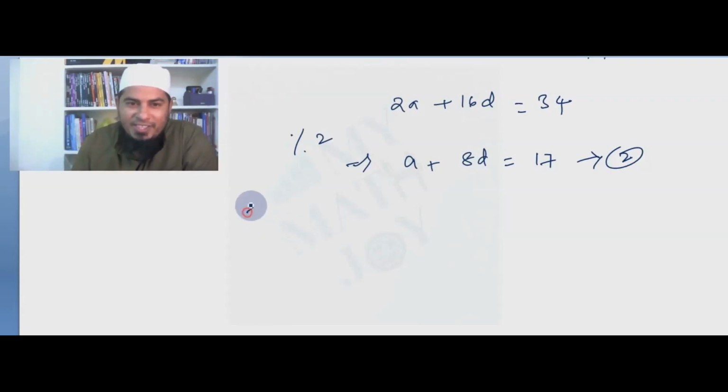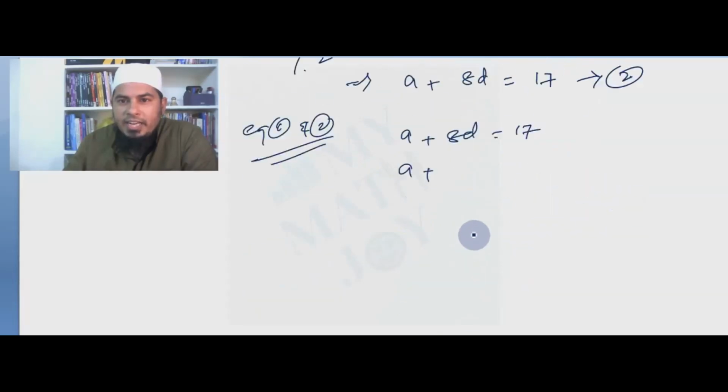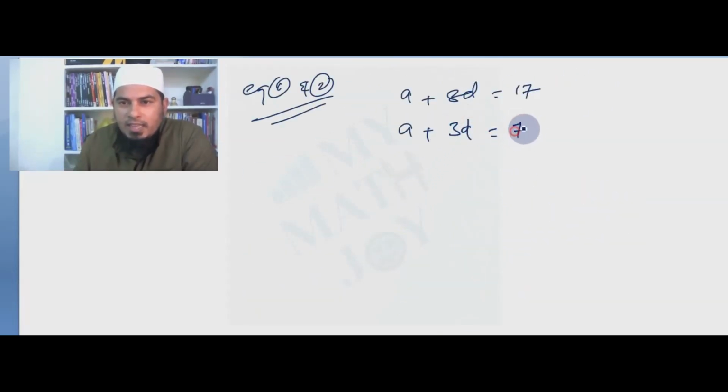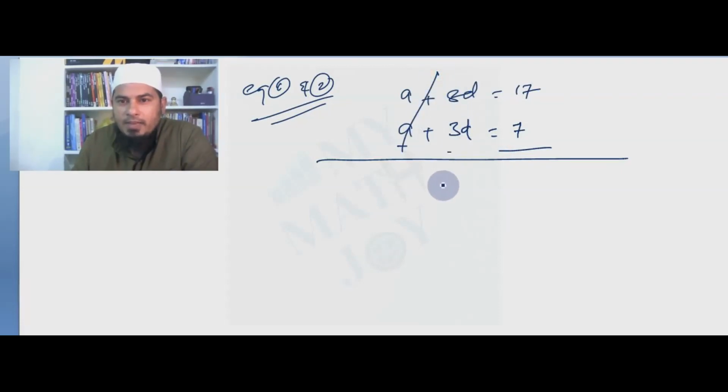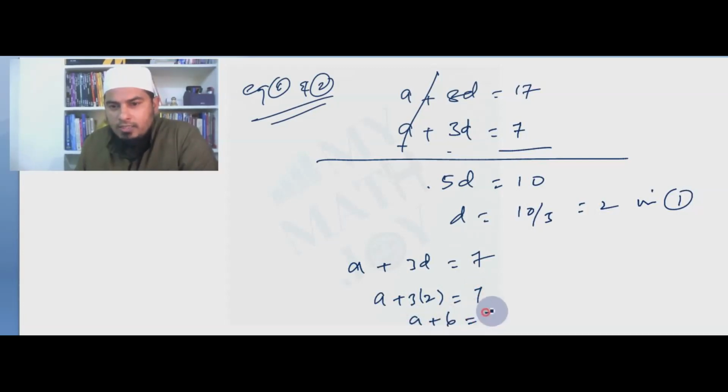We need to solve equation number 1 and 2 by the elimination method. A plus 8d is equal to 17, equation number 2. Above it, equation number 1 is A plus 3d is 7. We just need to subtract to get 8d minus 3d is 5d, and 17 minus 7 is 10. So 5d is 10, d is 10 over 5, exactly 2. In equation number 1 we'll substitute: A plus 3d is 7. A plus 3 times d, which is 2, is 7. A plus 6 is 7. This implies A is equal to 7 minus 6, which equals 1.